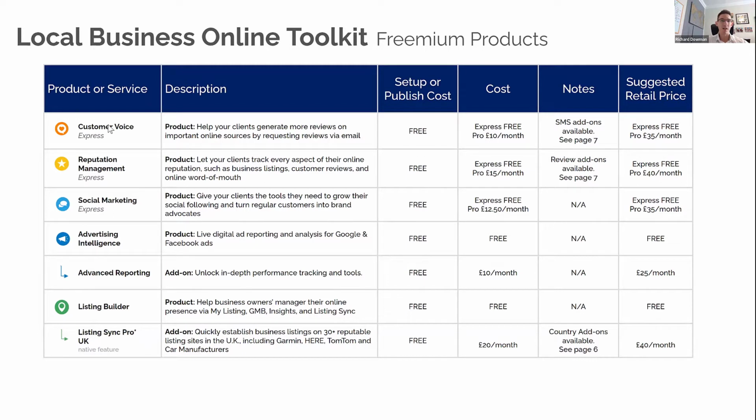So you can see here, if we take the customer voice, for example, the Express version, which is the freemium version, is obviously free, doesn't cost you anything from head office. If you upgrade that customer to pro, we charge you £10 per month. Now, we would recommend that you charge somewhere in the region of £35 per month, but everything is set up as contact sales within the sales center. So actually, you're free to charge whatever price you want.